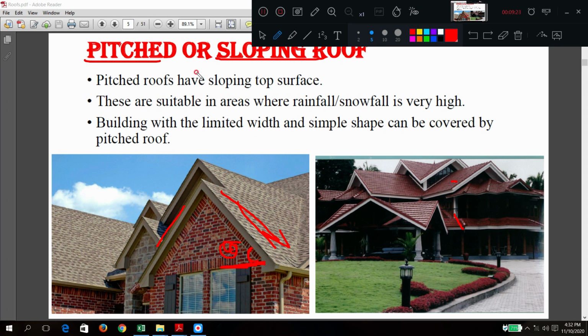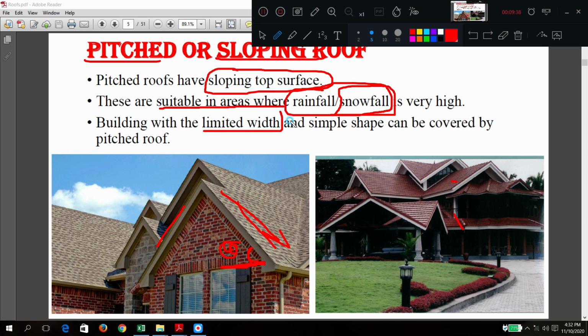Pitched roofs have a sloping top surface. These are suitable in areas where rainfall and snowfall are high. Buildings with limited width and simple shape can be covered with this. Complex shapes cannot be provided, but here they have provided, so it is a contradictory statement. No issues, you can just remember that sloped roofs can be provided everywhere.